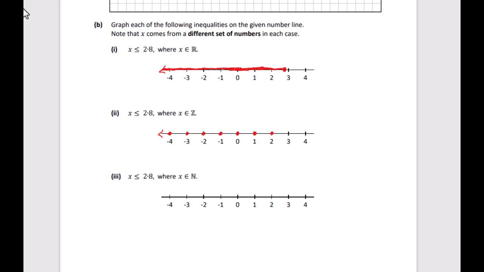Okay, so that's integers. So let's have a look at the next one. Same thing again, but this time x is a natural number. So less than 2.8. So 2.8 is around here. The next natural number less than 2.8 is 2. The next natural number less than this is 1. And that's where we stop. 0 is not a natural number in our course anyway. So that's really it. That's that one done.